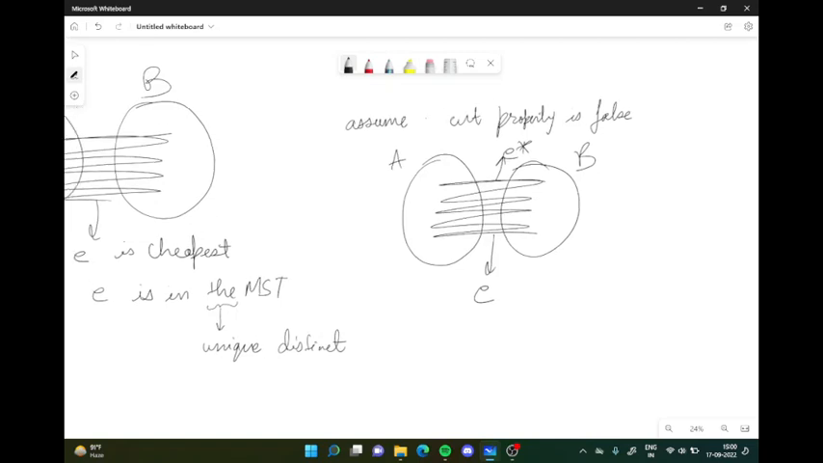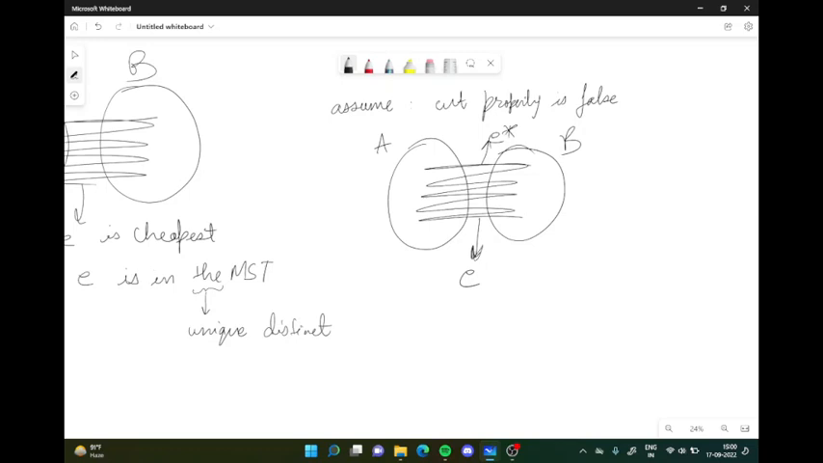So the idea is that if I can somehow swap E star with E, and after swapping E star with E in the minimum spanning tree, we have decreased the cost. That's the first fact. Cost decreased. So it's definitely a smaller cost tree. But then there's the question, is it a spanning tree?